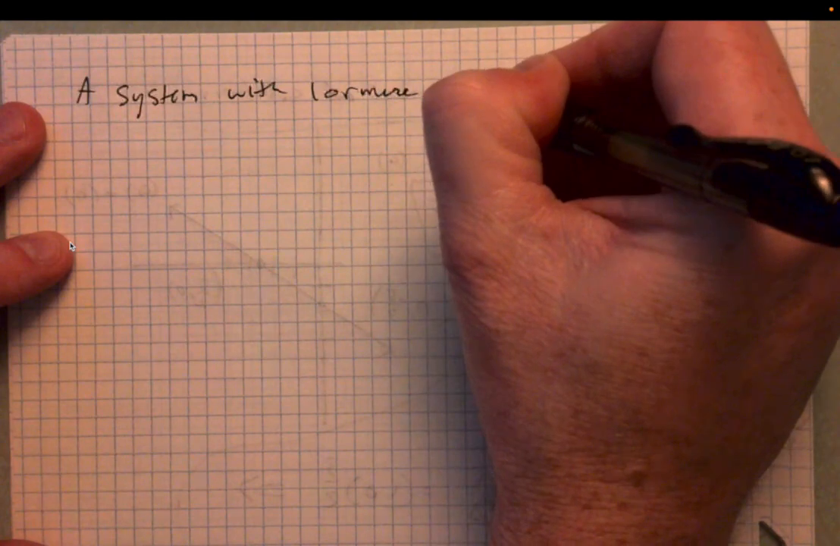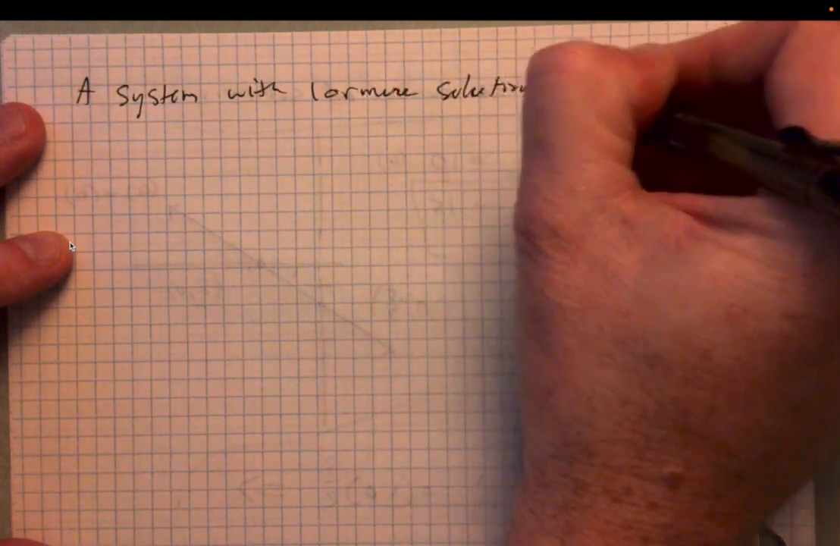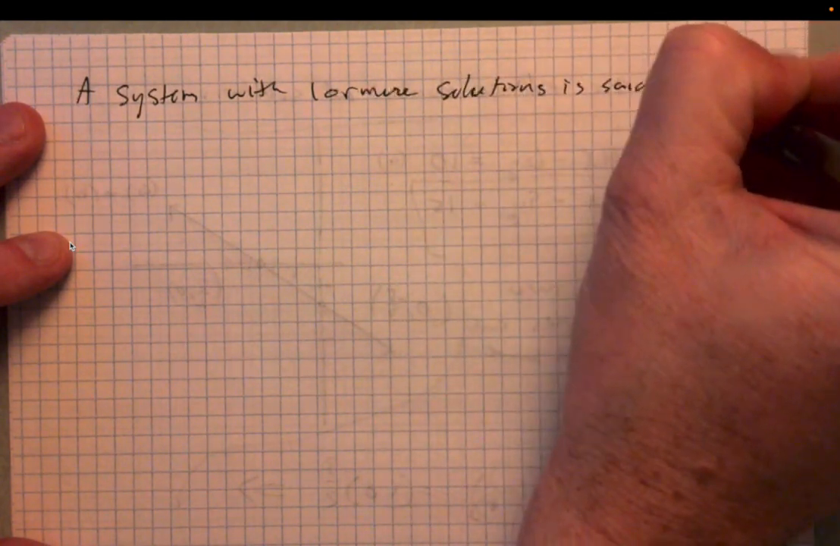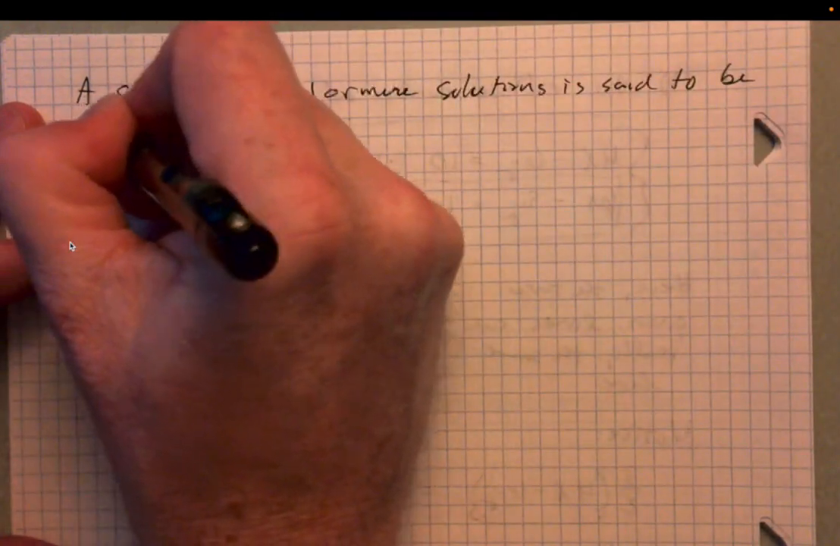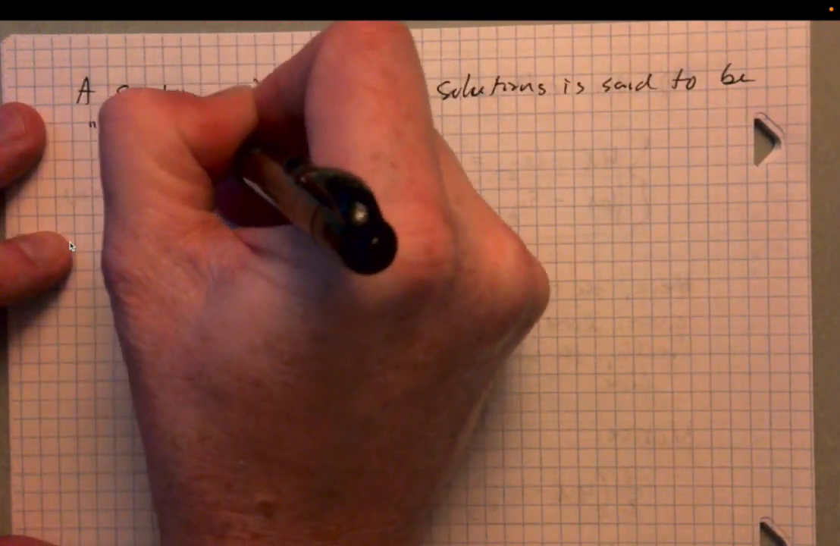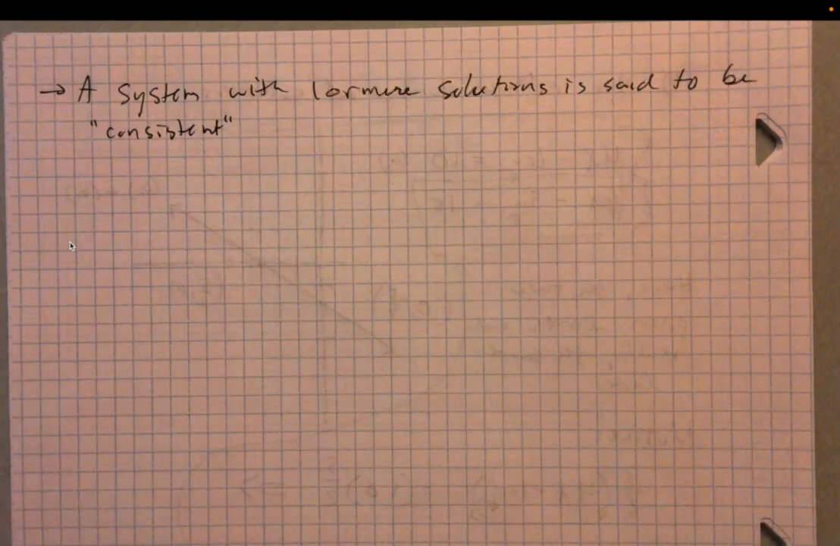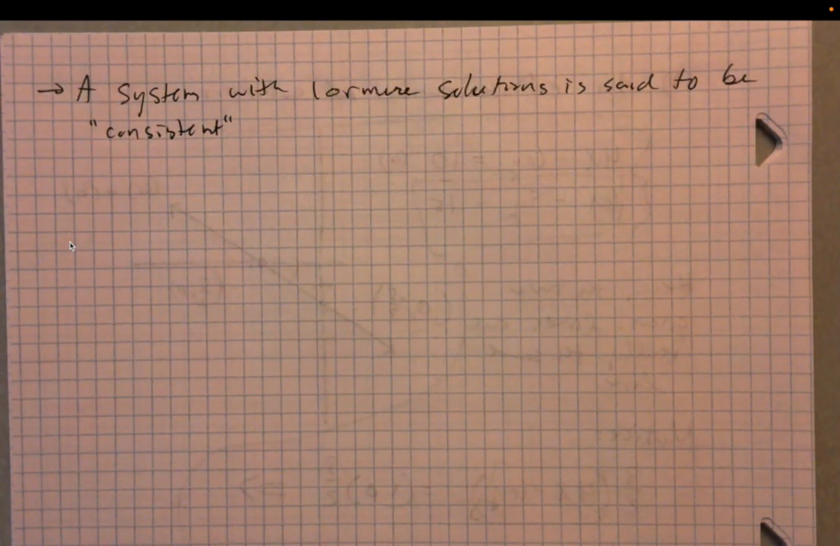A system with one or more solutions is said to be consistent. Obviously, there are just two cases: you're going to have one solution, or, when I say more, I mean infinitely many. One or infinitely many solutions.